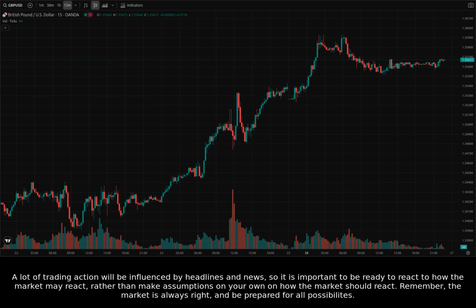A lot of trading action will be influenced by headlines and news, so it is important to be ready to react to how the market may react, rather than make assumptions on your own on how the market should react. Remember, the market is always right, and be prepared for all possibilities.